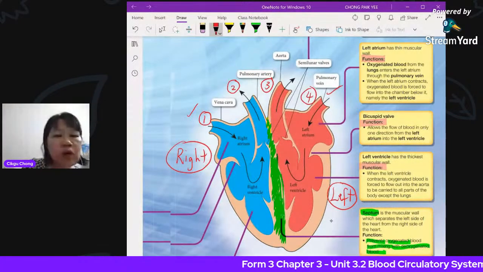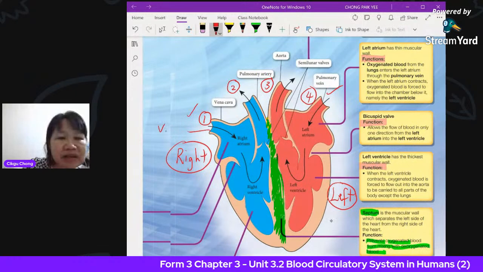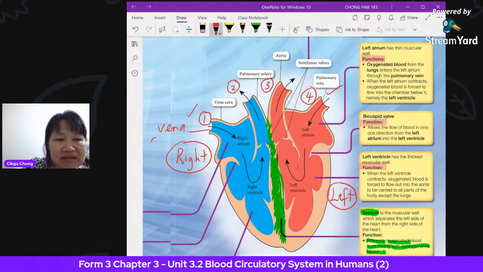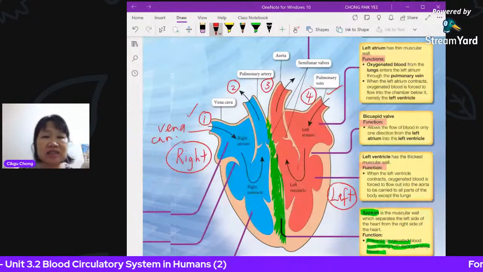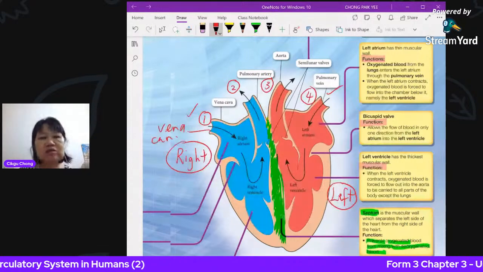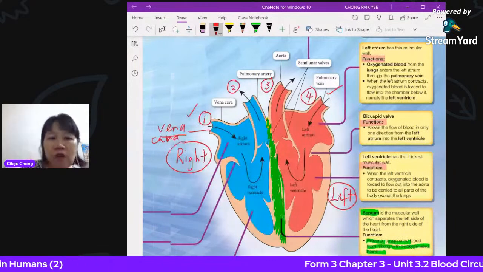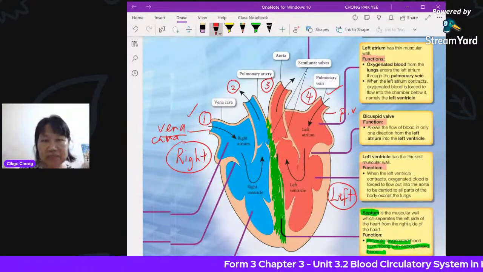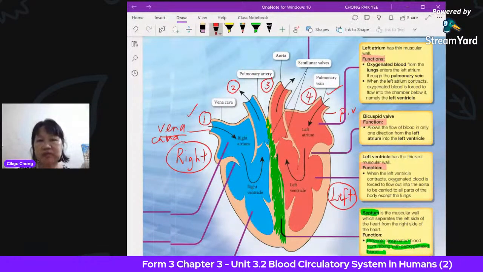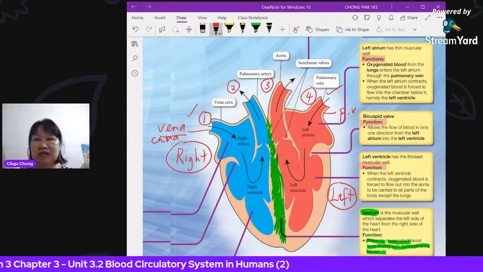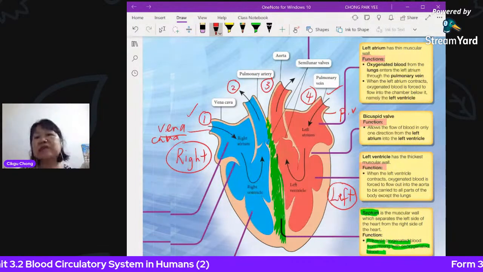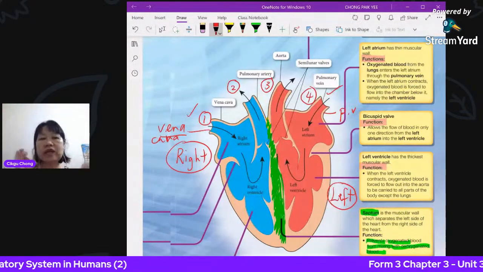So 1 is called vena cava. Remember? Vena is a vein. That's why the name here is vena cava. Vena is actually vein. So 1 is correct. 4, now remember this is called the pulmonary vein. The one that carries oxygenated blood from the lung into the heart. That is a pulmonary vein. So you see 1 and 4 are veins.